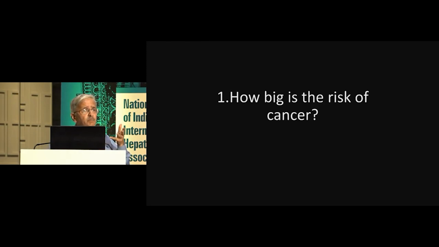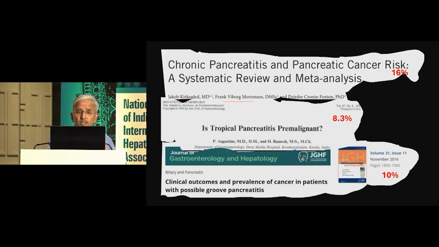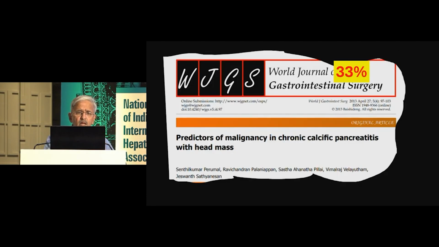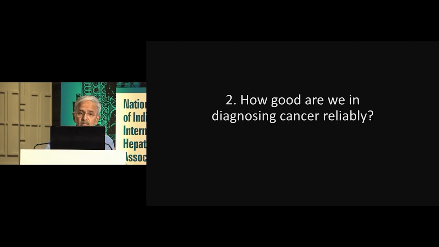First of all, what is the risk for cancer? You need to understand that to know how profound the problem is. There have been Western as well as Indian series which have suggested that the cancer risk among these patients may range from 8.3% to 16%. In the group in Stanley Medical College, which is of course a surgically resected group, a third of the surgically resected patients had cancer, which is quite understandable.